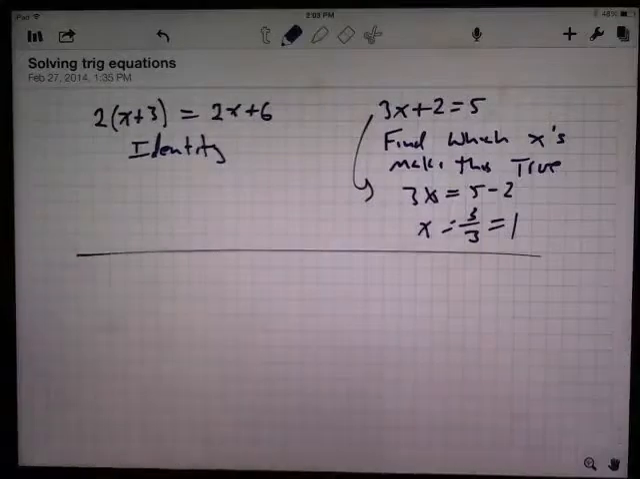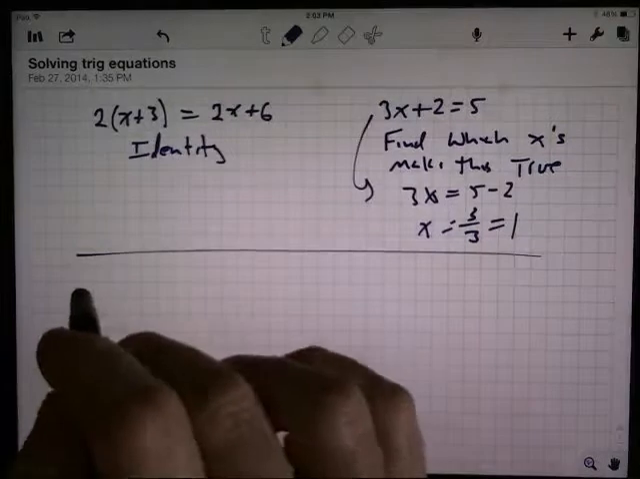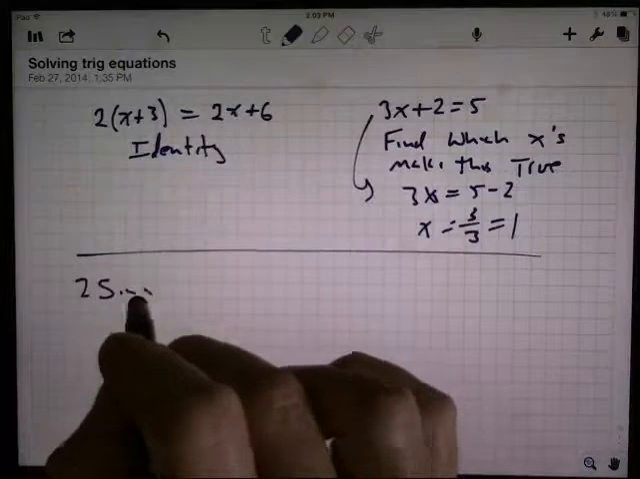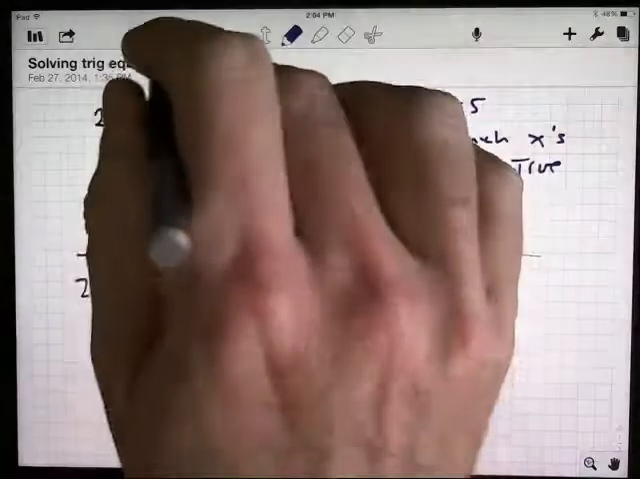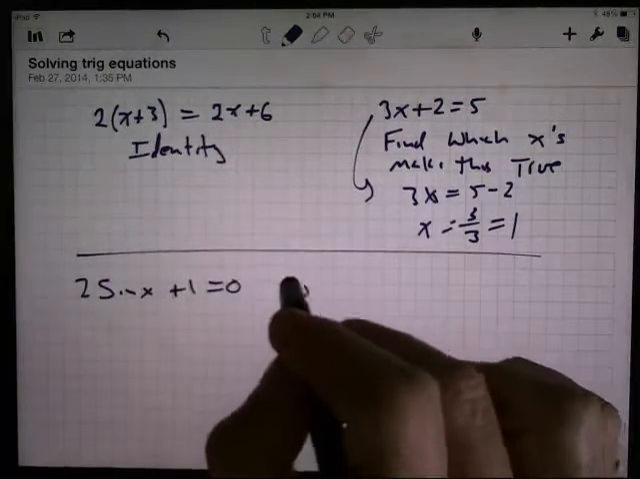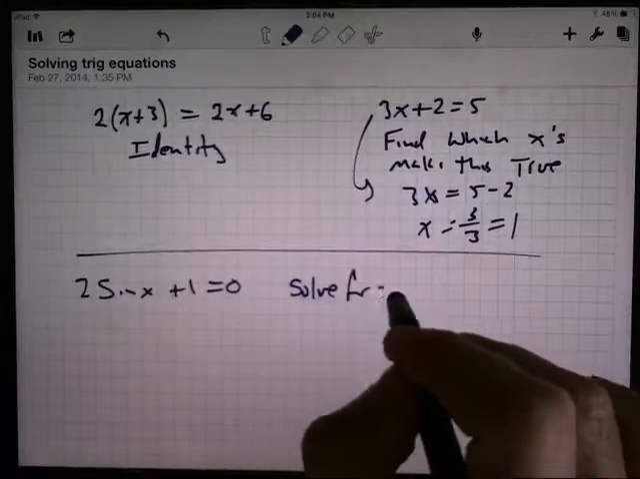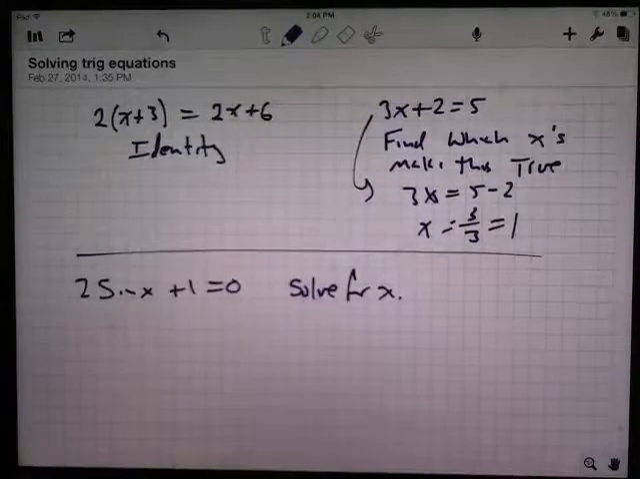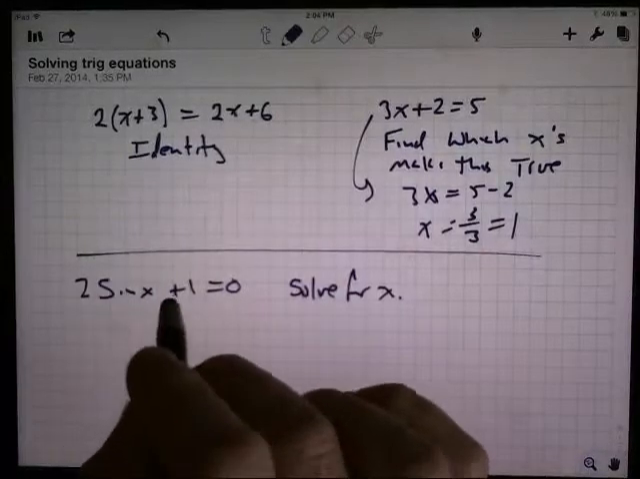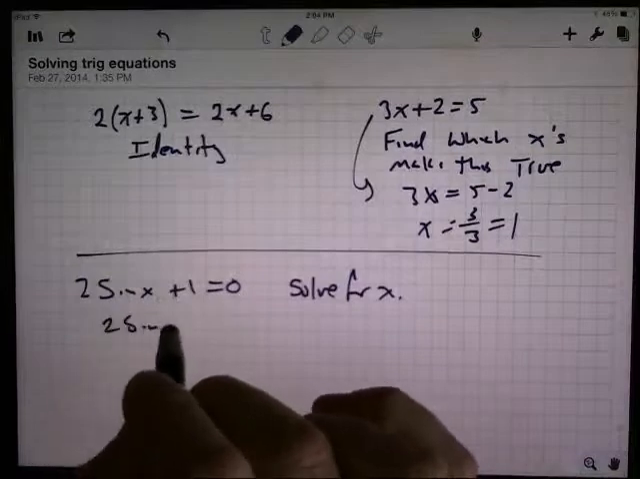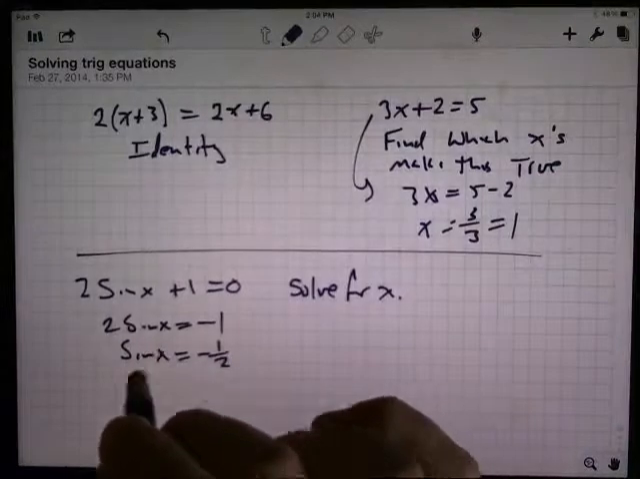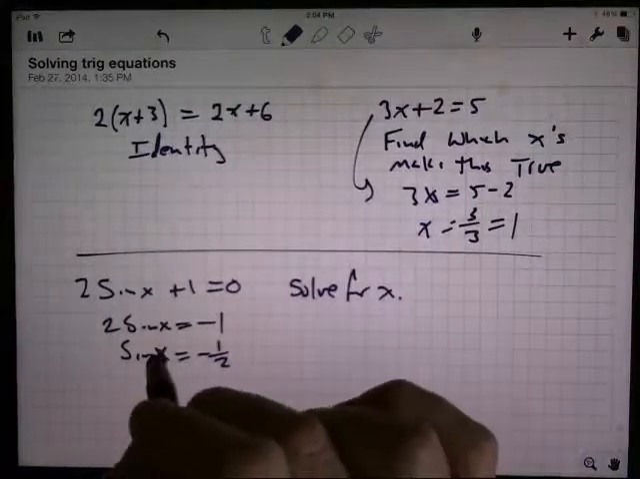Right. So we're going to be doing similar things now with equations with trig functions involved. If I said 2 times the sine of x plus 1 is equal to 0, could we solve for x? Well, on something like this, there's one trig function involved, so what I do first is solve for the trig function. So move the 1 over, divide by 2. So I have the sine of x equals minus a half, and then I've got to figure out what x is.